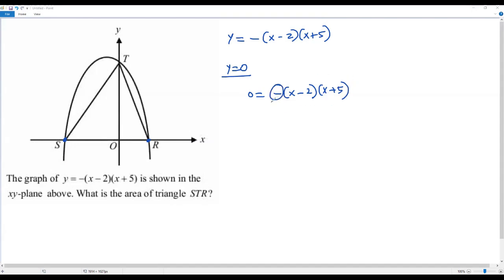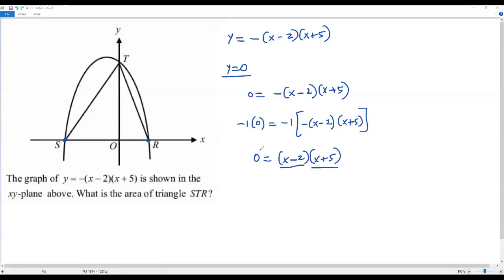Now to get rid of the negative sign, we can multiply both sides of this equation by negative 1. That is negative 1 times 0 equals negative 1 times negative of (x minus 2)(x plus 5). Negative 1 times 0 is still 0, and here negative times negative becomes positive, 1 times this is the same, that is (x minus 2)(x plus 5). Here the product of two binomials equals 0.